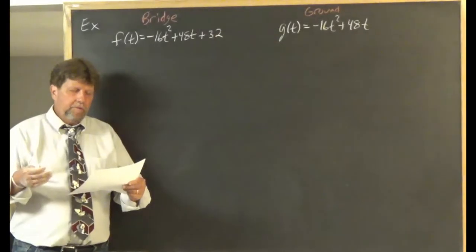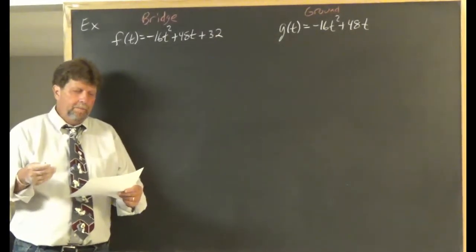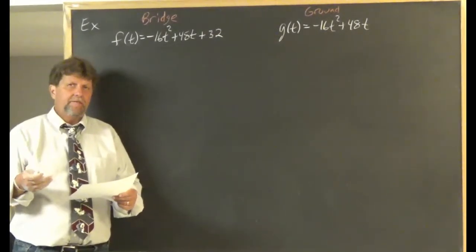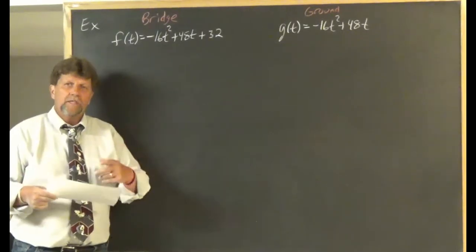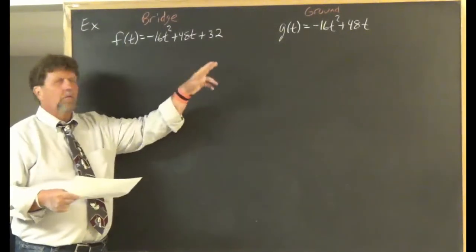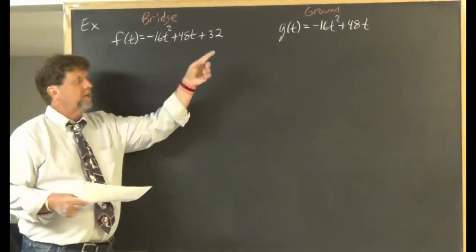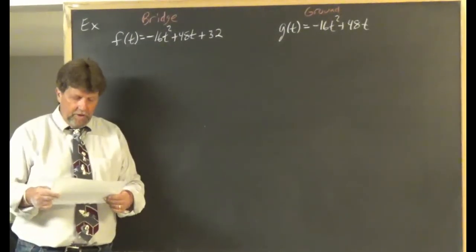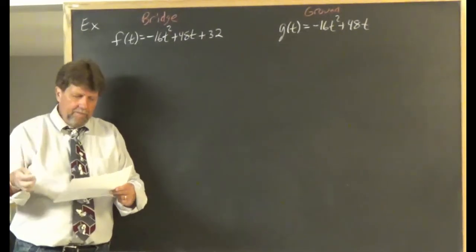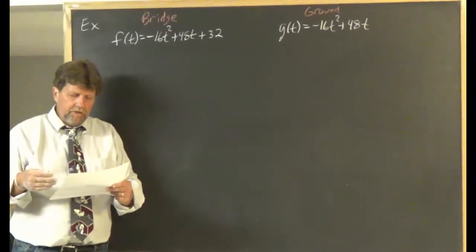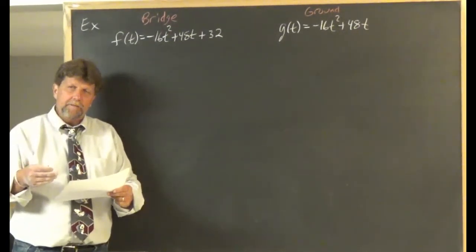There were stones being thrown vertically upward with the same initial velocity, 48 feet per second. One stone was thrown from a bridge and one was thrown from the ground. This was the position function for the bridge. That's the position function for the ground. So in part A, show that the stones reach their high points at the same time.